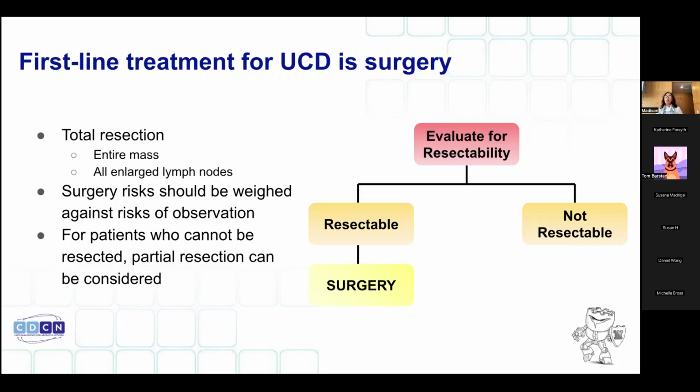And so that is one of the discussions after you evaluate whether it's resectable or not, about what you do with that mass that remains. Ideally, you get it all out, but in some cases, if you're having compressive symptoms and they can't get it all out, even a partial resection will help because it can reduce the compressive symptoms that you see.